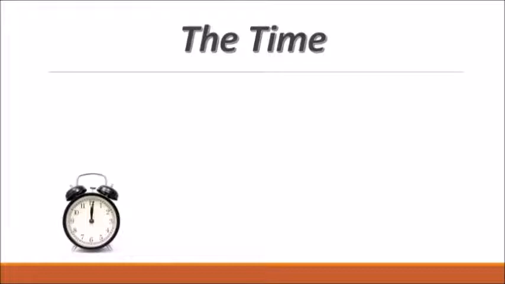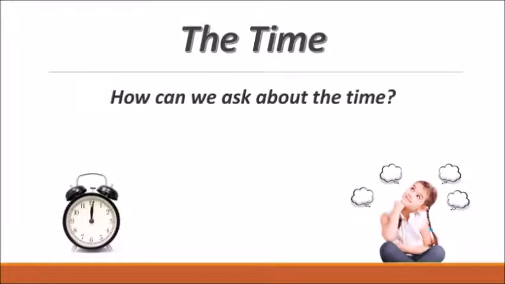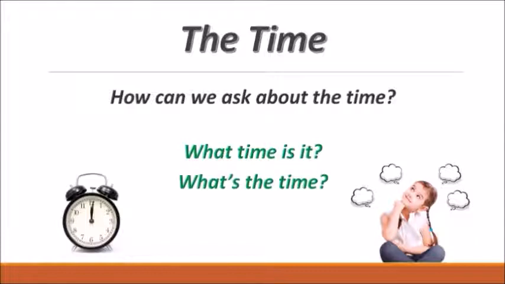Muy bien. And let me ask you something. Déjenme preguntarles algo. How can we ask about the time? ¿Cómo preguntamos la hora en inglés? ¿Alguno sabe? Okay, in English we have two options. En inglés tenemos dos opciones. Podemos preguntar what time is it? What time is it? O también podemos decir what's the time? What's the time? Entonces, estas dos preguntas nos sirven para preguntar la hora en inglés. Cualquiera que ustedes usen va a estar bien.